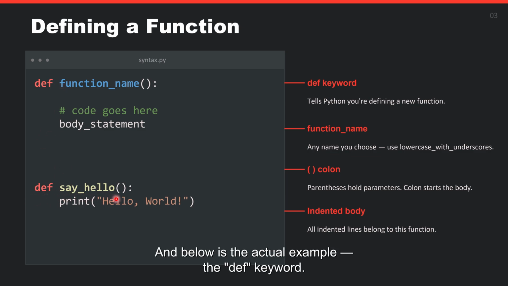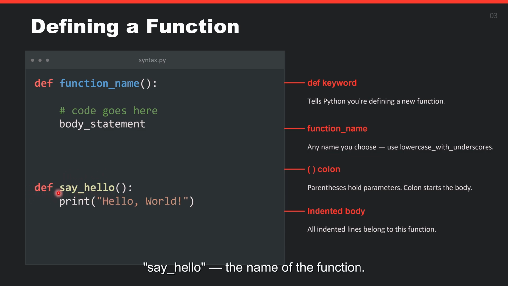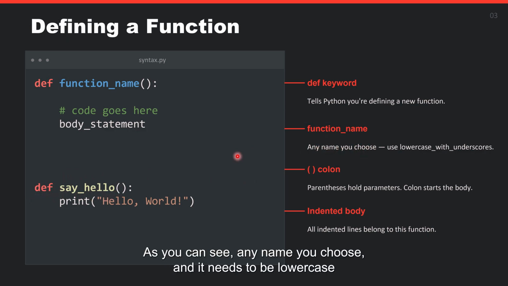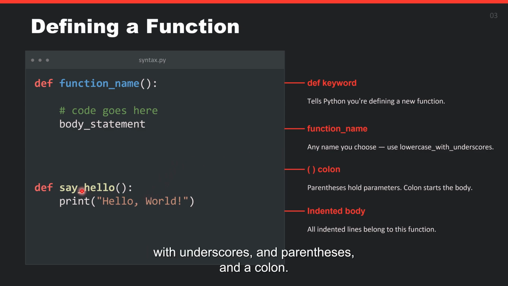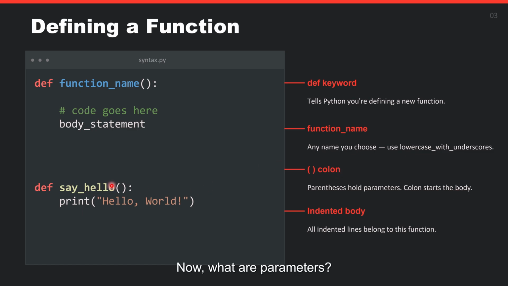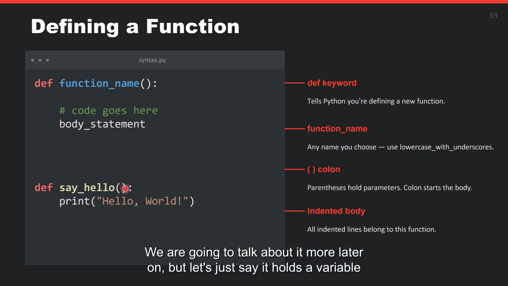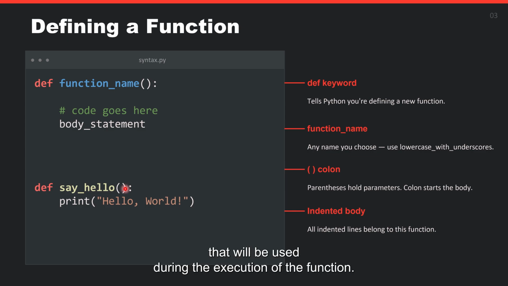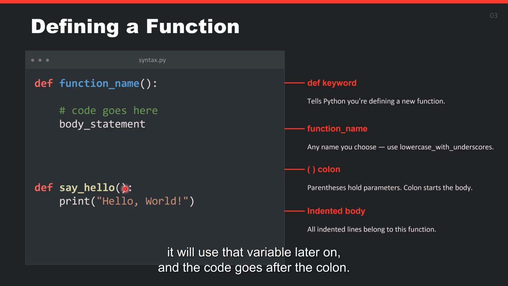And below is the actual example. The def keyword, say hello, the name of the function. As you can see, any name you choose, and it needs to be lowercase with underscore, and then parenthesis and colon. So parenthesis hold parameters, and the colon starts the body. Now, what are parameters? We are going to talk about it more later on, but let's just say it holds a variable that will be used during the execution of the function. Whenever the function is running, we'll use that variable, and the code goes after the colon.